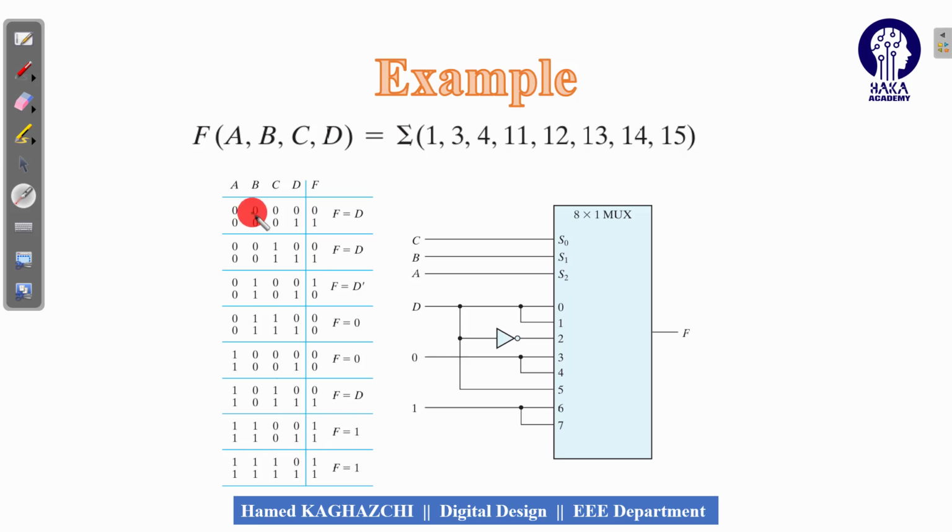So again, here is I0, I1, I2, I3, I4, I5, I6, I7. Now, everywhere it is D, we connect to the D. 0, 1, and 5 are D, and 2 is D prime, 3 and 4 are 0, 6 and 7 are 1. So again, using the multiplexer, we could design and implement this Boolean function.